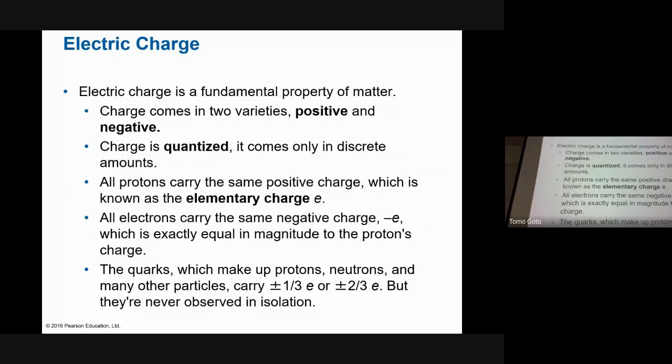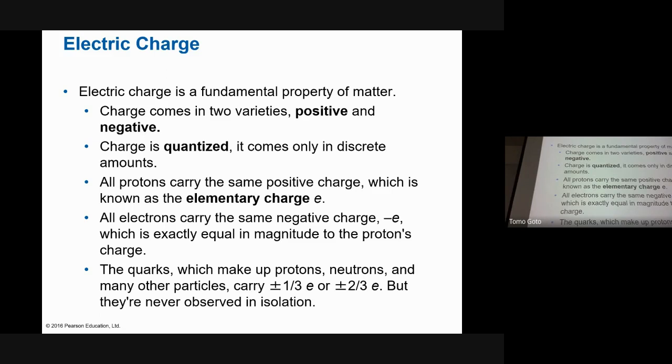Yes. So electronic charge is positive and negative, plus and minus, right? Maybe everyone knows about it. Then charge is quantized. It comes only in discrete amounts. So plus 1, plus 2, plus 3, but there's no plus 1.5 or plus 1.7. We don't have that, right? And all protons, not photons, protons carry the same positive charge. Protons come with plus 1, right?